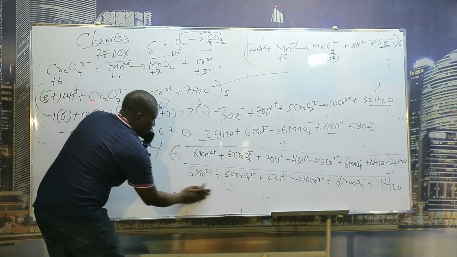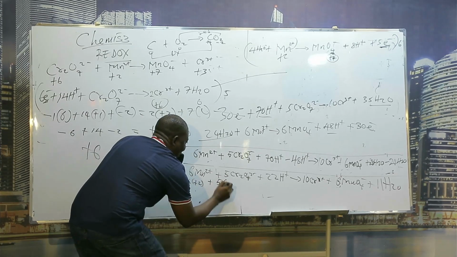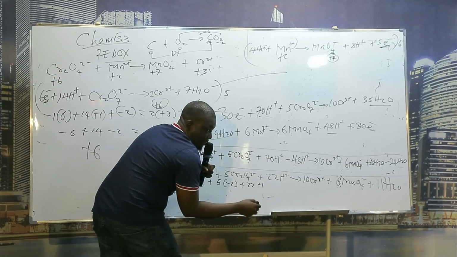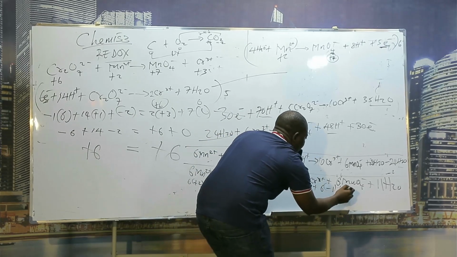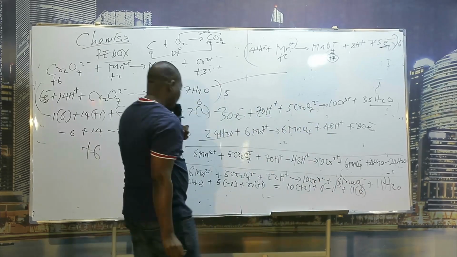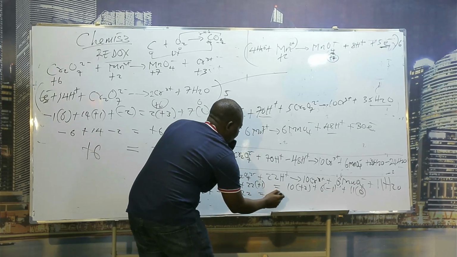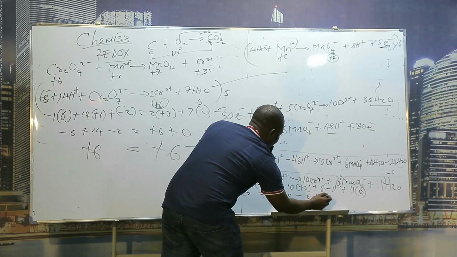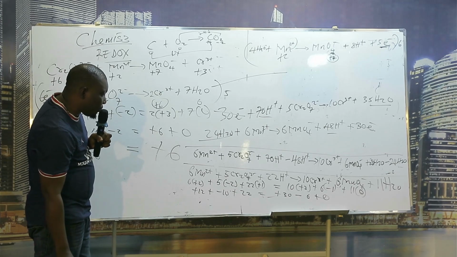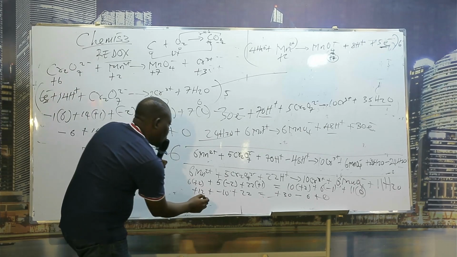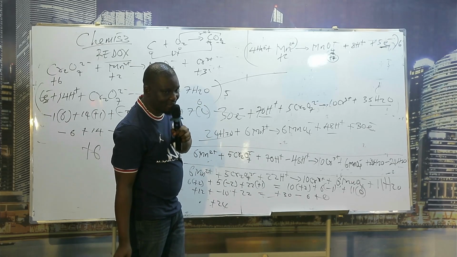Check your charge. 6 times plus 2, plus 5 times minus 2, plus 22 plus 1 equals 10 times plus 3, plus 6 times minus 1, plus 11 times what? 0. Plus 12 minus 10 plus 22 equals what? Plus 30 minus 6 plus 0. Plus 12 minus 10, plus 2, plus 22, 24 plus 0.